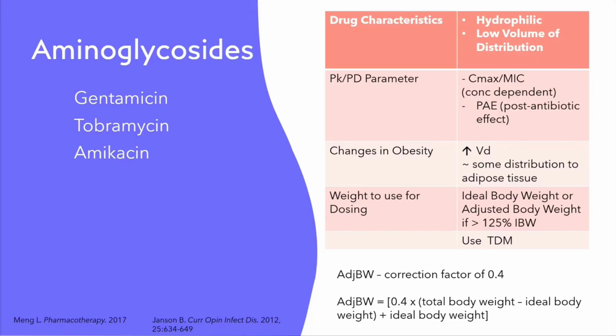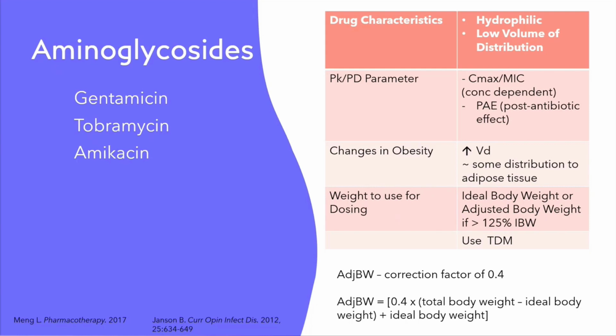All right, so I was going to start off with aminoglycosides because these really do have some of the most data that exists out there. And so going through the drug characteristics, we know that aminoglycosides are hydrophilic medications. They tend to have a low volume of distribution, and their clearance is usually proportional to GFR. So when it comes to their PKPD parameter, we mentioned earlier that they are concentration-dependent antibiotics. And with changes in obesity, we would expect to see an increase in volume of distribution, with some of that distribution being to adipose tissue.